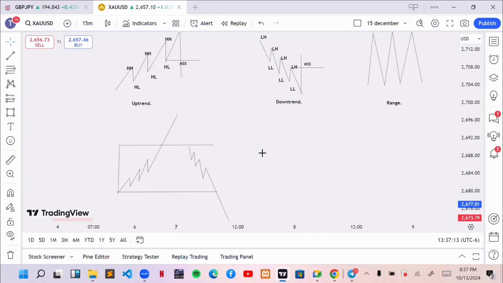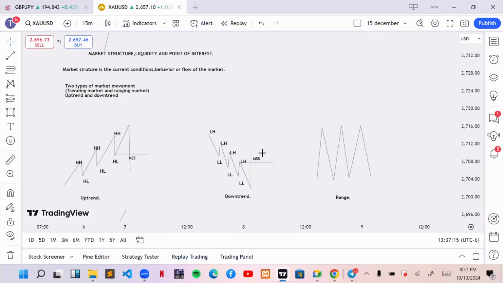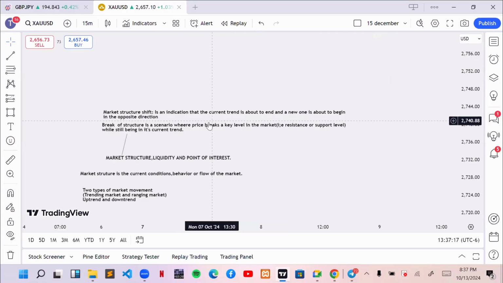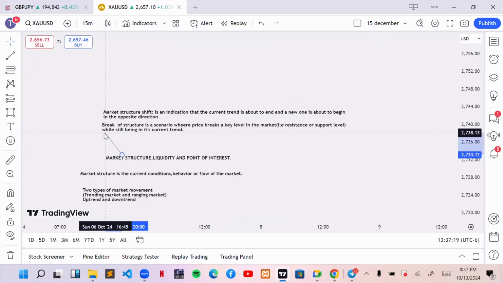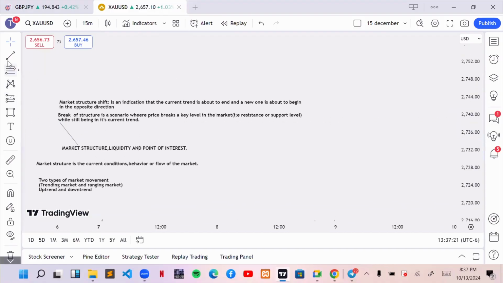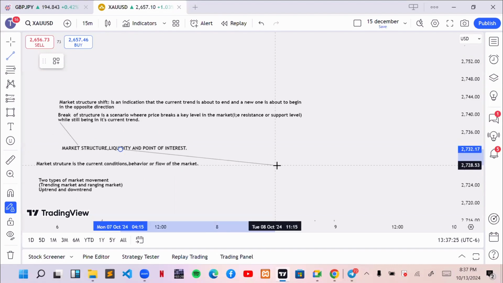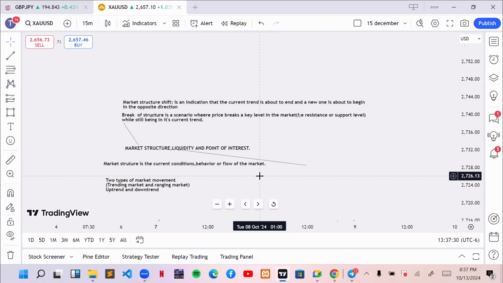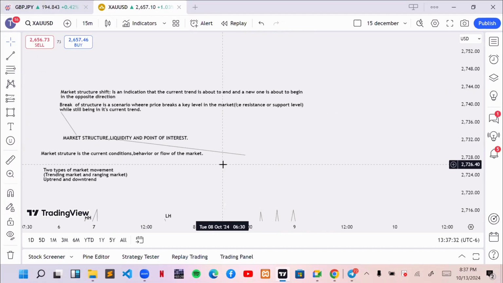Now I have to go into the liquidity part of the strategy. So what is my liquidity in this case? What I use as my liquidity is actually inducement. So what is an inducement? Inducement is the first valid pullback that the market makes after there is a shift in market structure or a break of structure. Let me repeat myself.